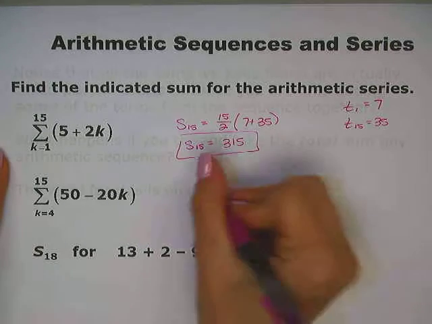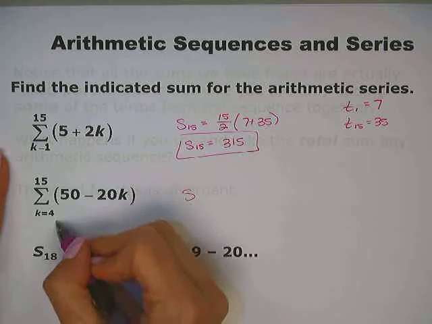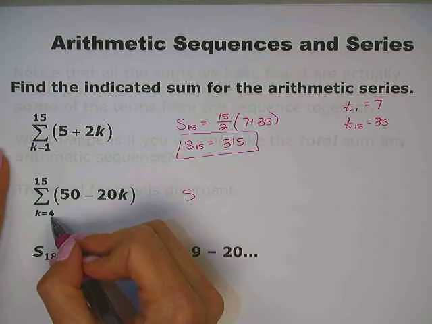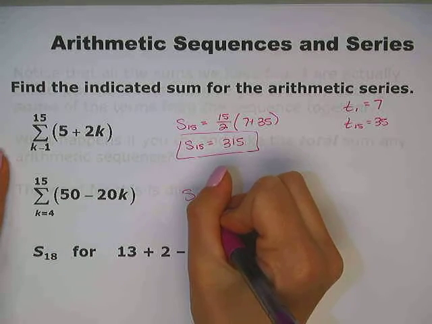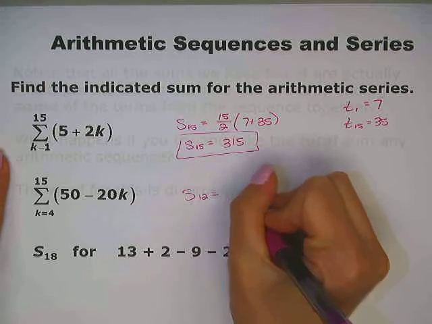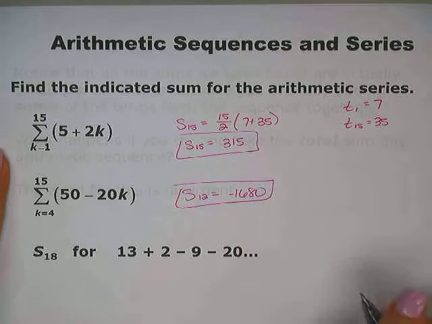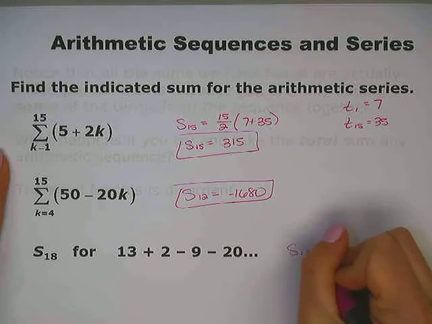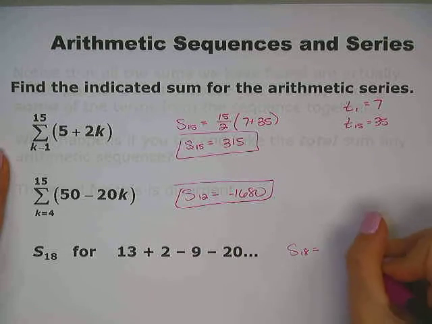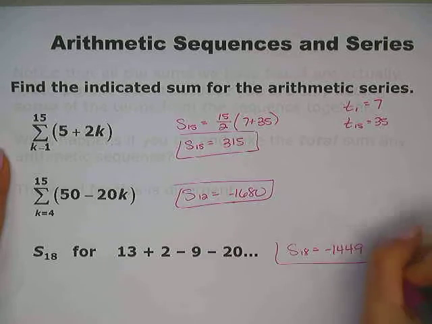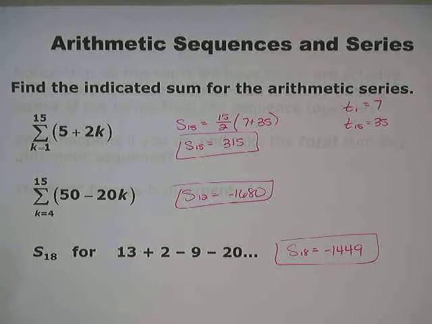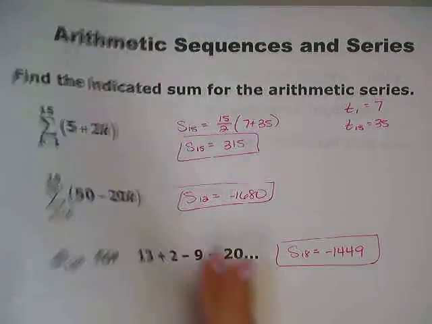All right, so the sum, how many terms is this? That is not 11, it's 12. So the sum of those 12 terms would be negative 1,680. And the sum of those 18 terms would be negative 1,449. Hopefully you guys are getting these correct. All right, let's continue.